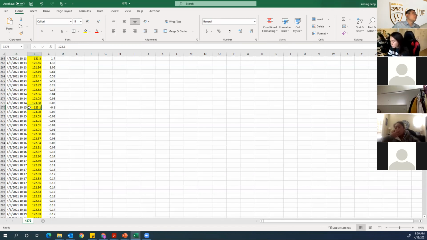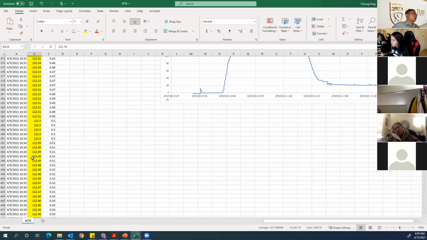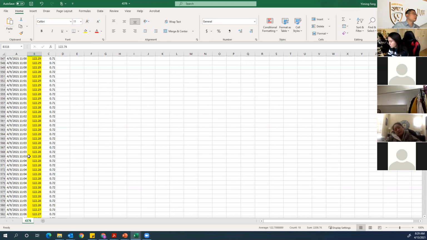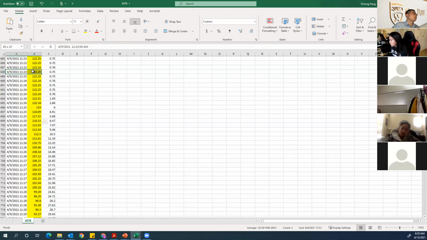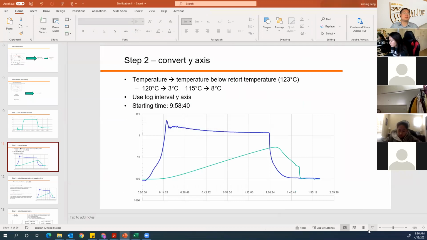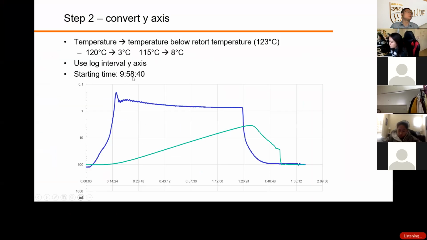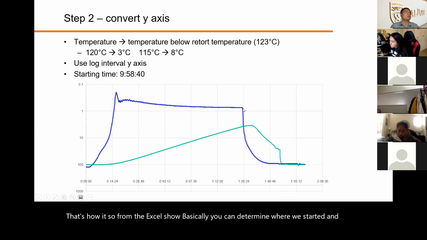So you can see we reached the highest temperature at 10:15 in the morning, and held it for about 40 minutes, and started cooling around 11:23. Then this is the cooling down period. So from the Excel sheet, basically you can determine where we started, how long we held it, and how long we used the retort process.